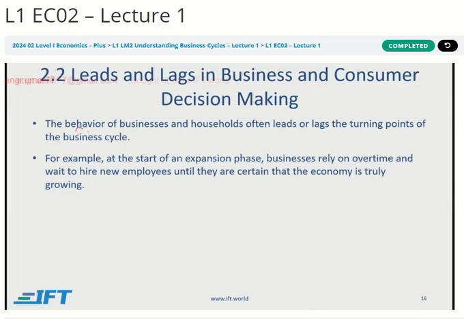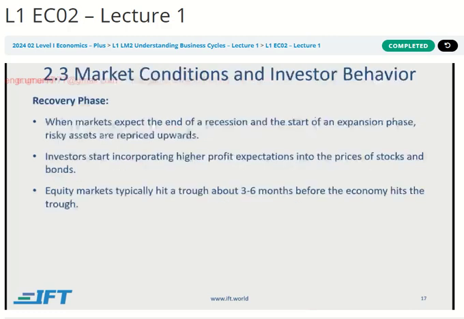Right. So the behavior of businesses and households often leads the turning points, right? And some parts of that might lag, such as your employees, right? So at the start of the expansion phase, businesses rely on overtime, and then they want to hire new employees, but that part maybe has some lag. But the spending part doesn't have that much of a lag. So you need to have that appreciation for the difference between those two.